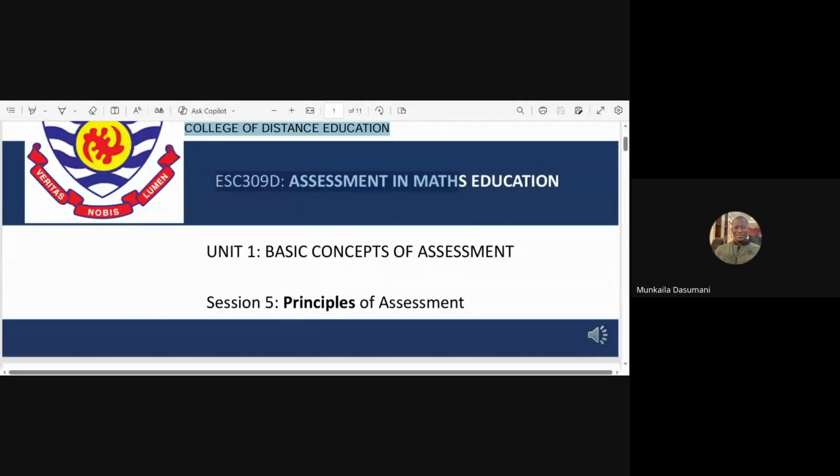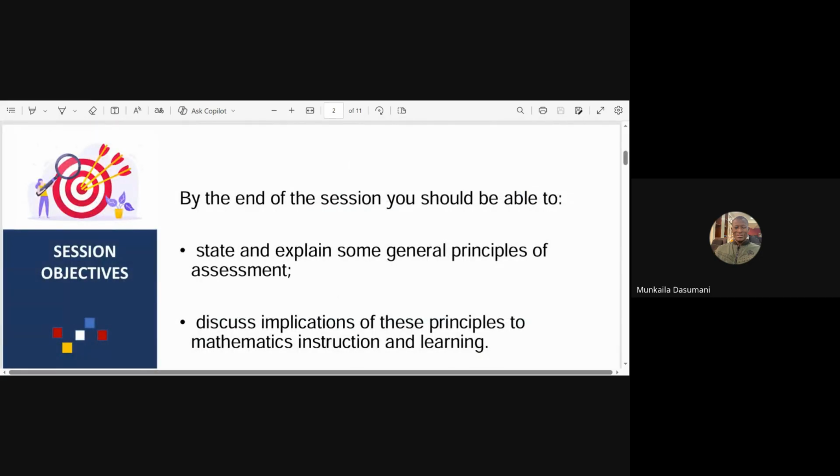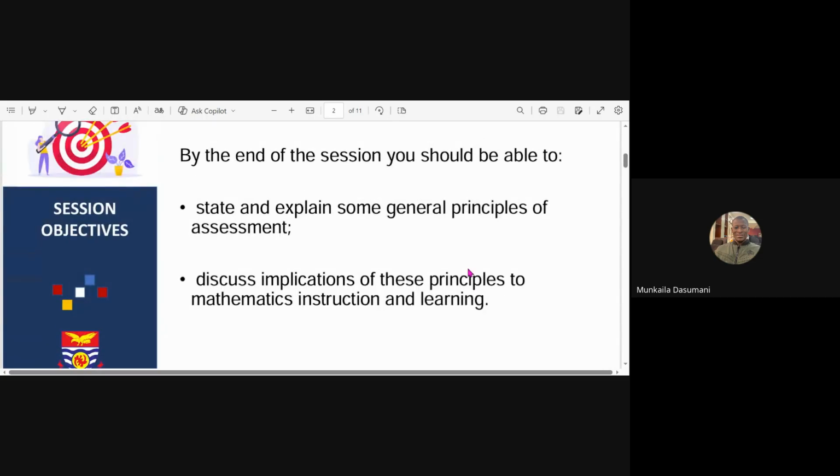That is okay. Let's look at section 5, which is principles of assessment. Now, having looked at why assessment, evaluation, measurement, and other stuff, we want to look at the principles of assessment. By the end of this session, we should be able to explain some general principles of assessment and discuss some implications of these principles to mathematics instruction and learning. Now we know the principles, then what is going to be the implication in mathematics practice? Okay. Here too, you will talk more.